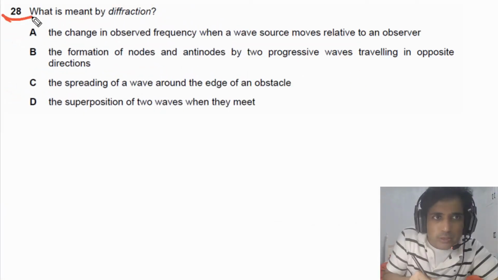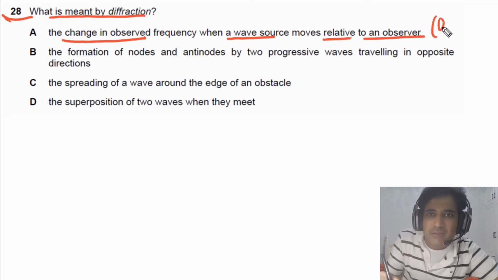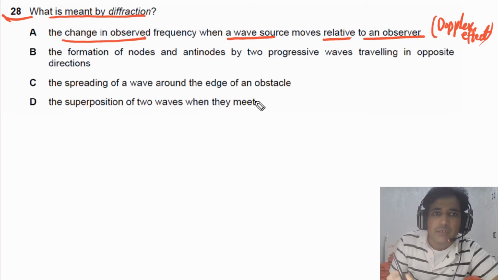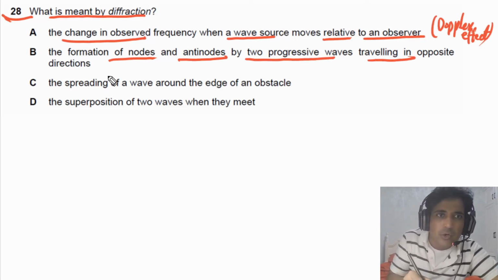For question number 28, we need to find out what is meant by diffraction. If you look at option A, it is given to us the change in observed frequency when a source moves relative to an observer. And this is the Doppler effect, meaning the change in observed frequency. This is not diffraction. The formation of nodes and antinodes by two progressive waves traveling in opposite directions is telling us about standing waves.